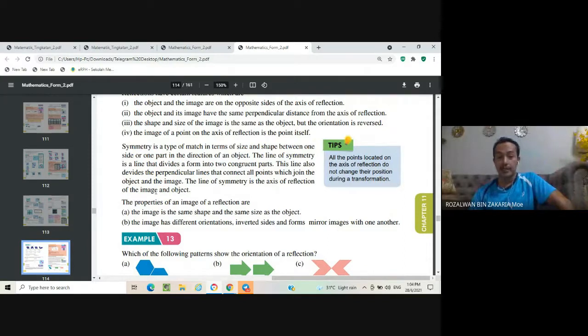Okay. The properties of an image of reflection are, first, the image is the same shape and the same size as the object. And second, the image has a different orientation, inverted, and forms a mirror image with one another.